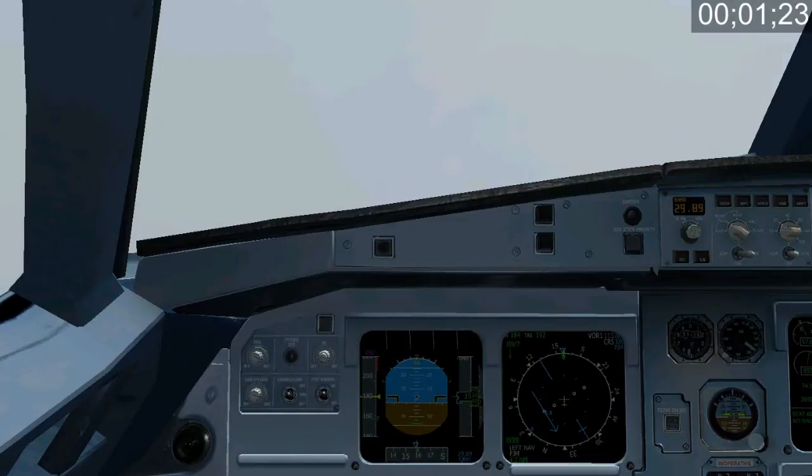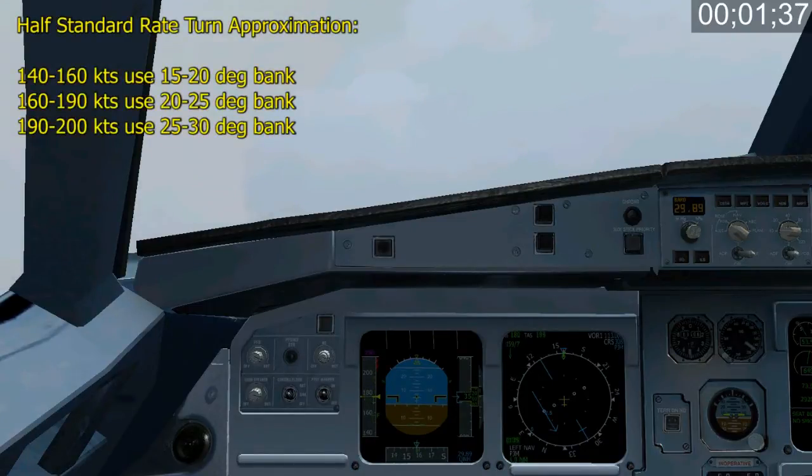One quick note, what is a half standard rate turn in an airliner? There are two ways you can do this. You can either use your flight director if you know how to use it and establish yourselves on a half standard rate turn, or we're just going to approximate it. If our approach speed is 140 to about 160 knots, we can use from 15 to 20 degrees of bank. If our airspeed is from 160 to about 190 knots, we can use 20 to 25 degrees of bank. If our approach speed is 190 to 200 knots, we can use 25 to 30 degrees of bank, and this should work out pretty well.